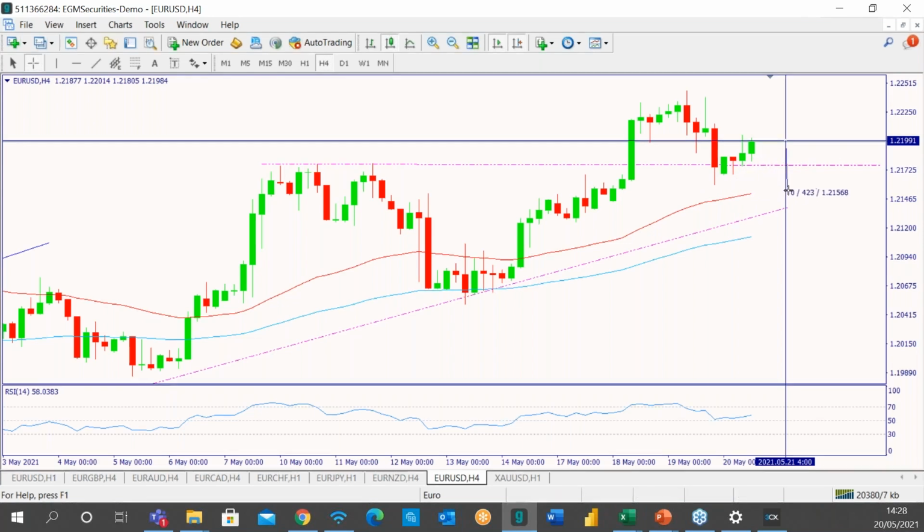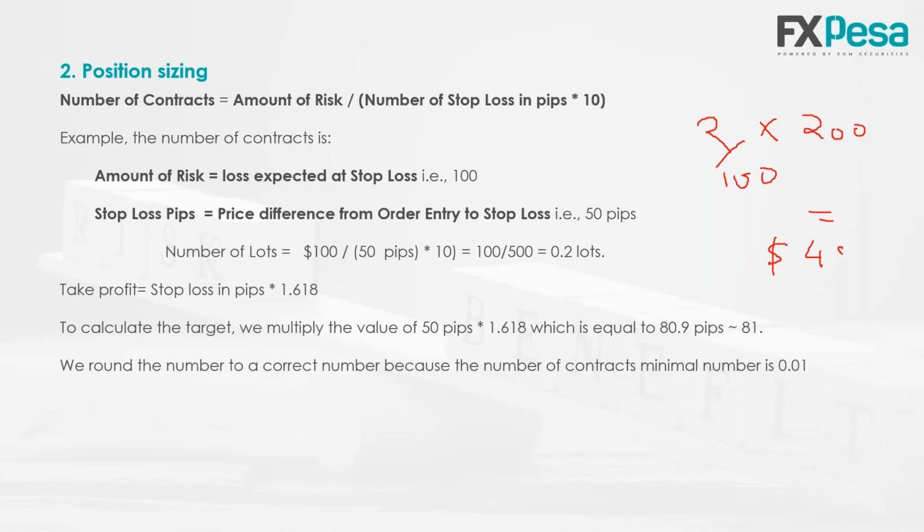So what you're looking for is you count the number of pips. Let's say you buy at that point, just an example. If you put your stop loss just below this moving average, you will have a 50 pips distance. All right, that's 50 pips. So your risk amount is $4. The stop loss is 50 pips, right? So then how are you going to get the lot size?